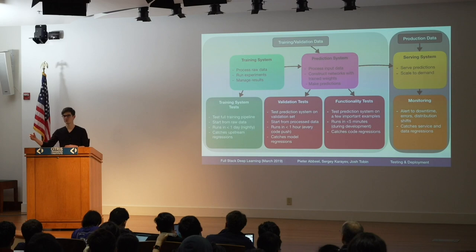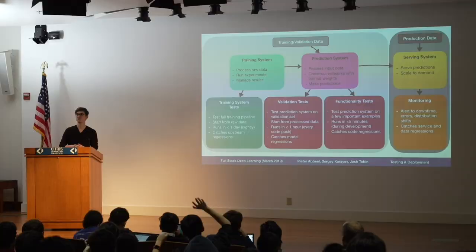But then every time you change the model, for example, or you push your code to some kind of continuous integration system, at that point you want to run on the 100,000 examples and make sure you still have the same accuracy that you're used to. So that's what I mean by validation. I think that was the first question.